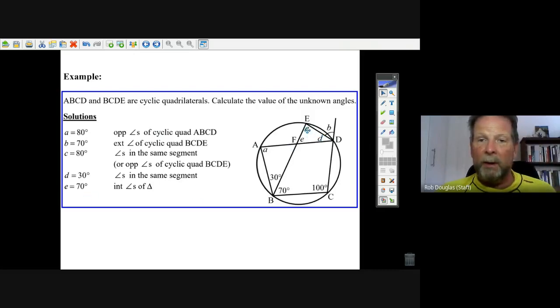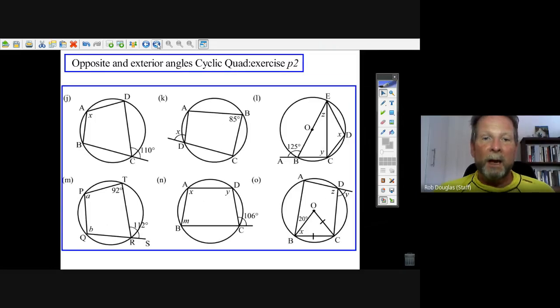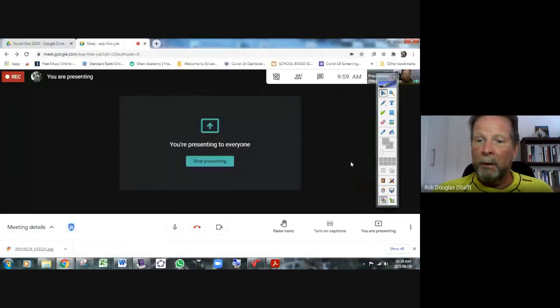And then E is 70 degrees. Well, if we know C and we know D, we go 180 minus those two added together, and we'll get that 70 degrees. Okay, we've got 6 questions that deal with the opposite interior angles and a few other geometry reasons, and 6 questions that deal with exterior angles and opposite angles too. And we've got memos to go with it, so hopefully you'll be able to do them.